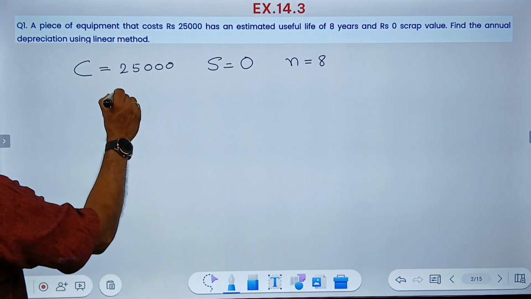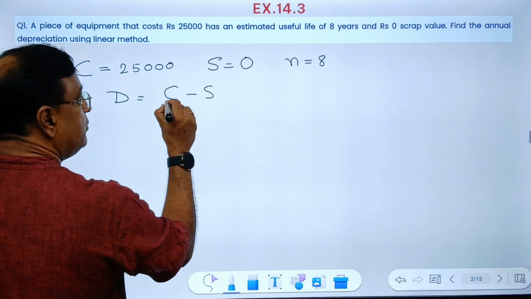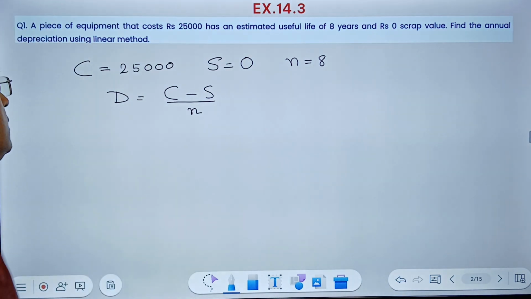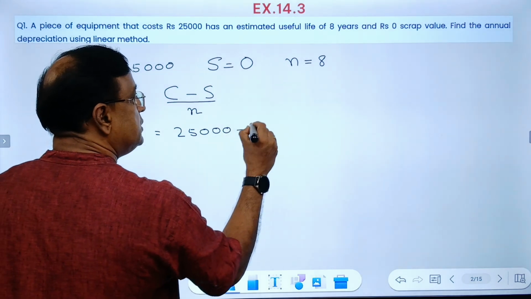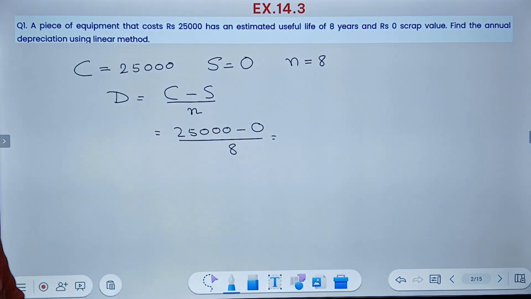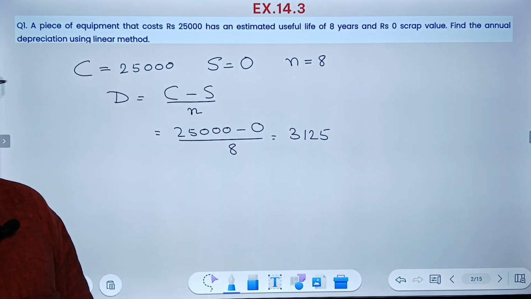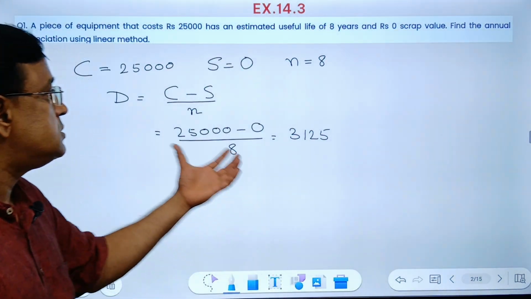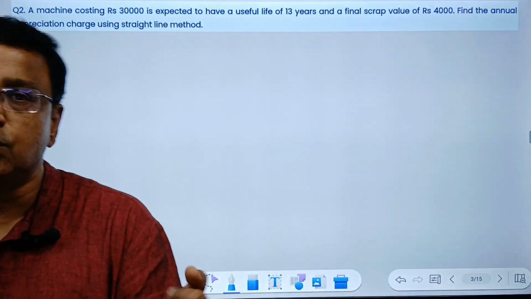So annual depreciation formula is original cost minus scrap value divided by the useful life. This is the formula. Now here my C is 25,000, my S is 0, divided by 8. So when you divide 25,000 by 8, you get 3125. So every year it undergoes a depreciation of 3,125 for 8 years. So this is a very, very simple direct problem. These questions are important as far as 1 mark questions are concerned.